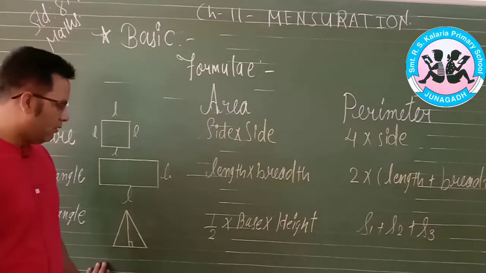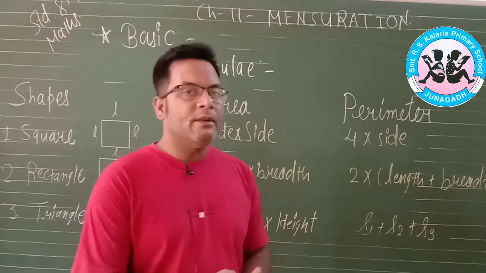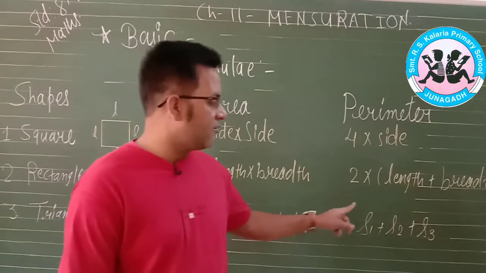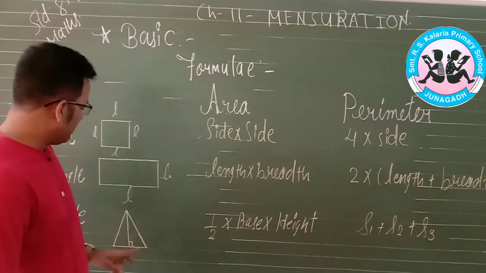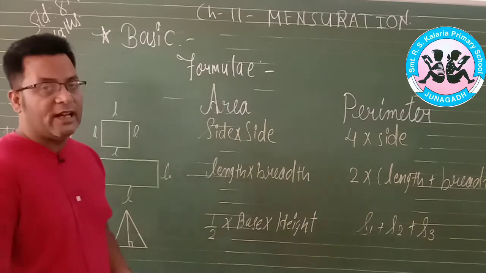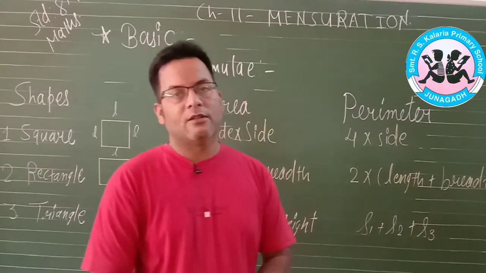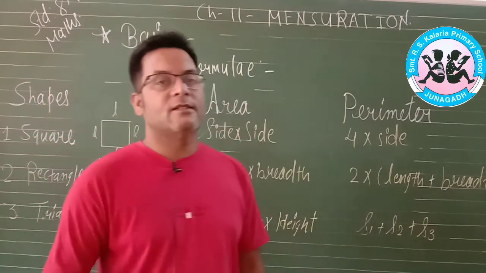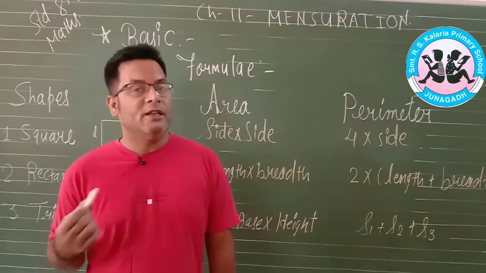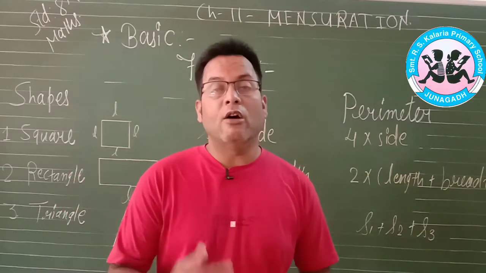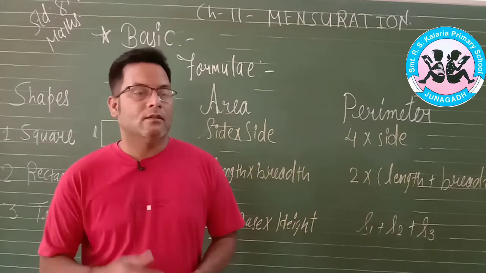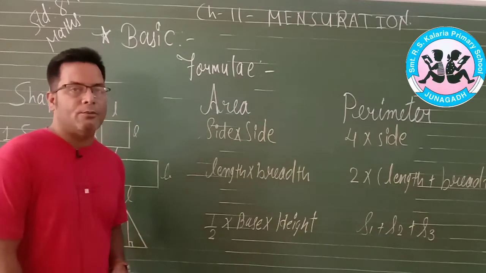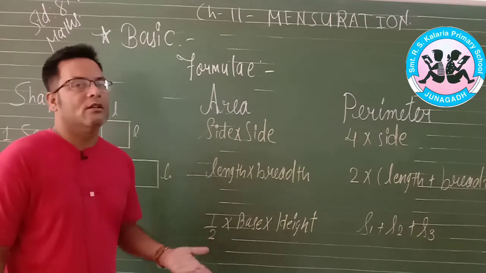Third one is triangle. In triangle, perimeter will be the sum of all the three sides. So S1 plus S2 plus S3. But the area of triangle will be half into base into height. Okay? Half into base into height. So this you will understand when you will be referring the sums of area of triangle. So remember, again, I am telling you that you have to understand first of all, the formulas have to click to your mind, okay? And we will be seeing some other formulas.